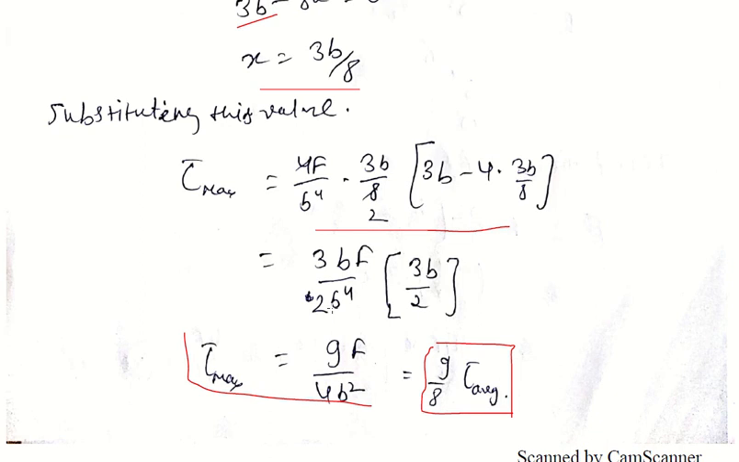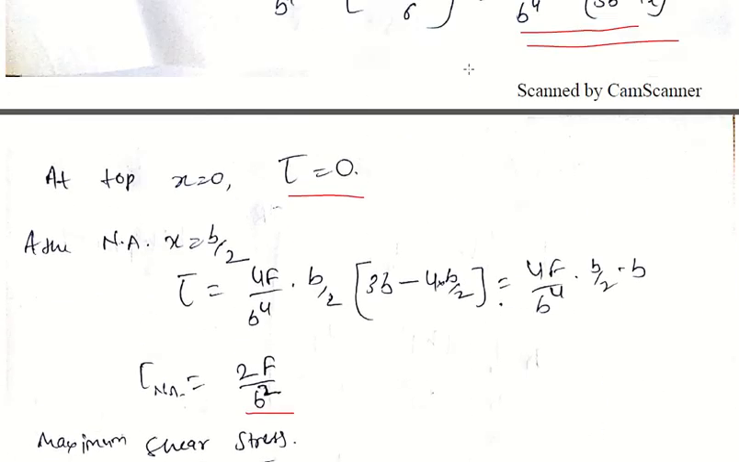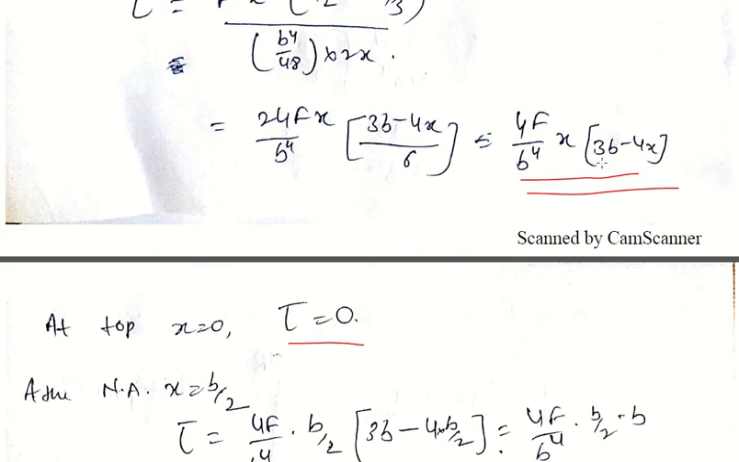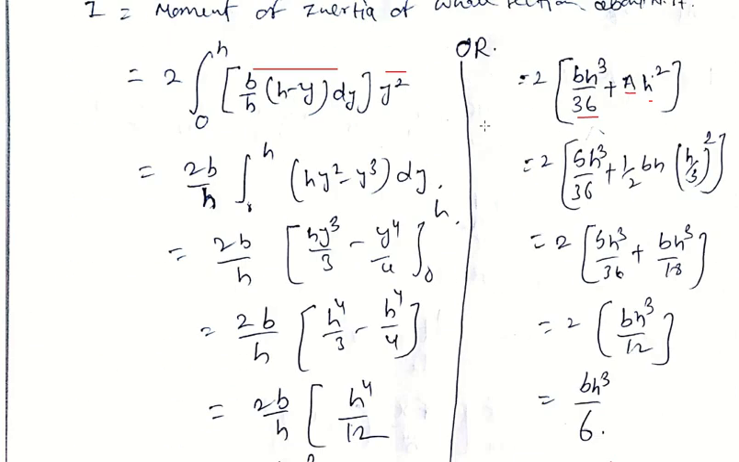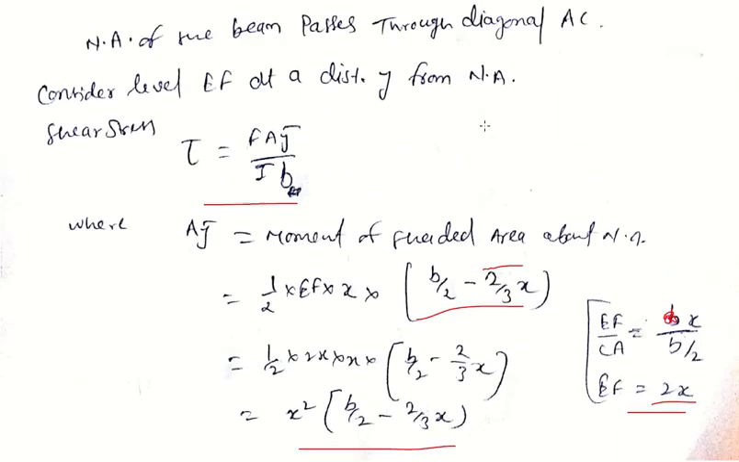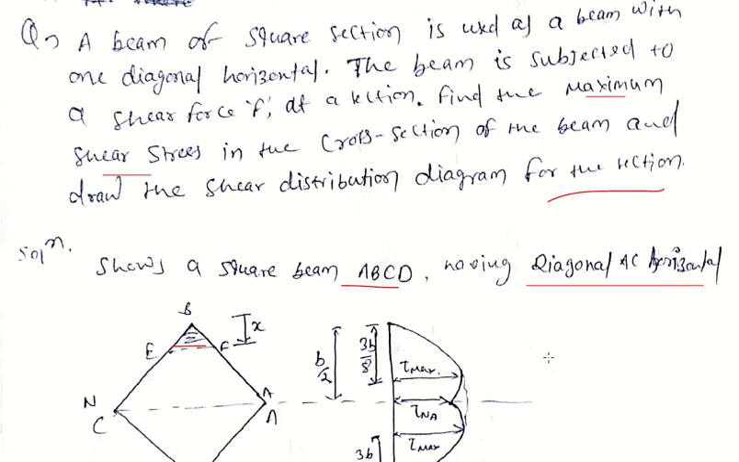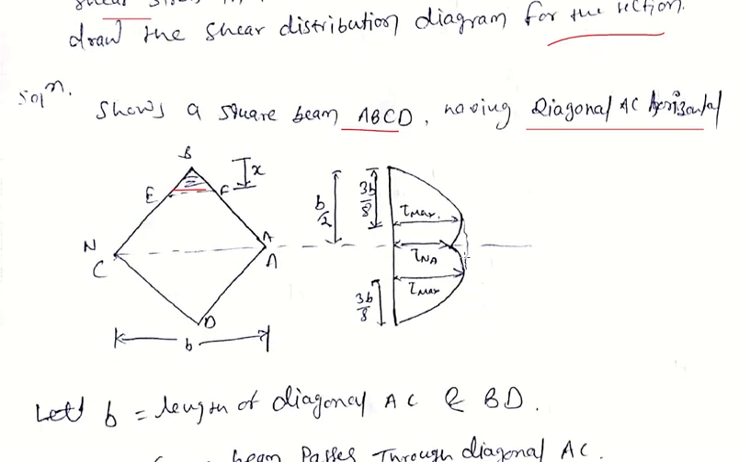Now the shear stress distribution. The shear stress is proportional to x square, because this is a quadratic equation, so the shear stress distribution is parabolic. This is for the upper part, and it is the same for the lower part. So this will end, and thank you.